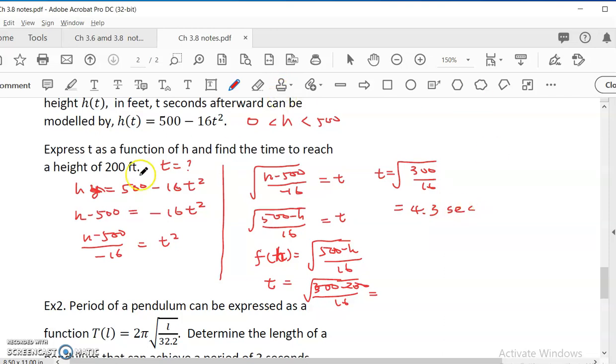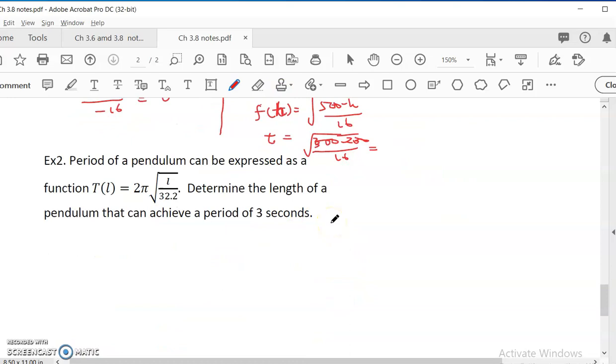So let's do the second example, a pendulum. The time of a pendulum, like the period where it swings, depends on the length, right? The longer the pendulum is, the larger the time it takes to complete one period. And it turns out that it doesn't matter whether you start from earlier or later, the time period is actually the same. It only depends on the length. Determine the length of a pendulum that can achieve a period of 3. So that means I know the time, but I want to find the length.